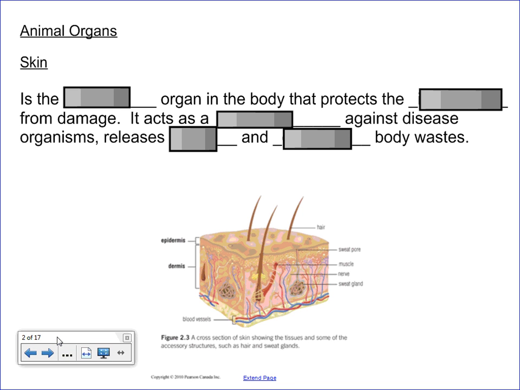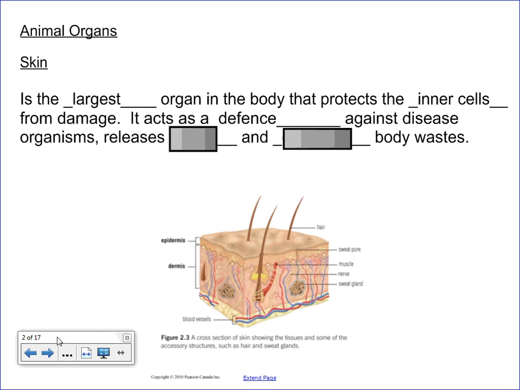So the first organ that we'll talk about is the skin. The skin is the largest organ in the body that will protect the inner cells from damage. Because of this, it acts as a defense barrier against organisms. It also works to release heat and will excrete waste from the body.